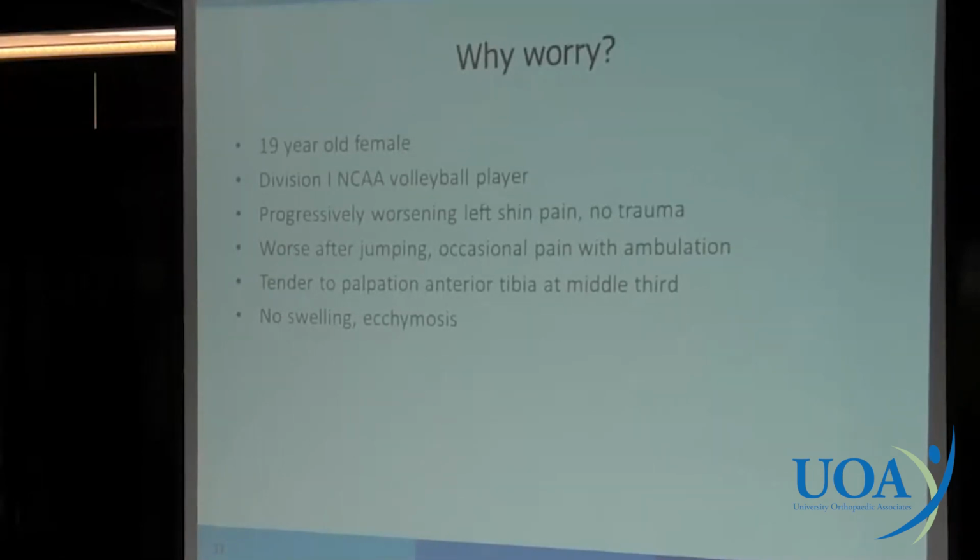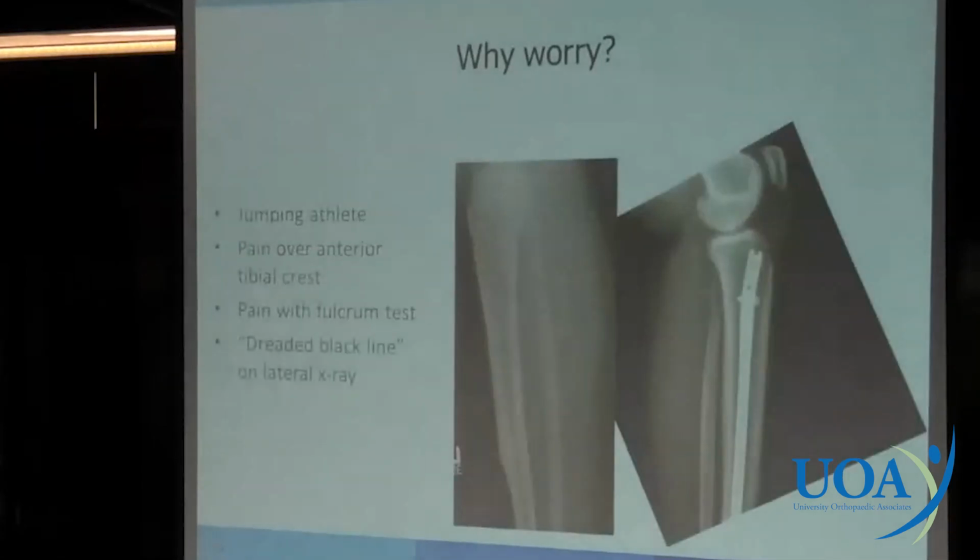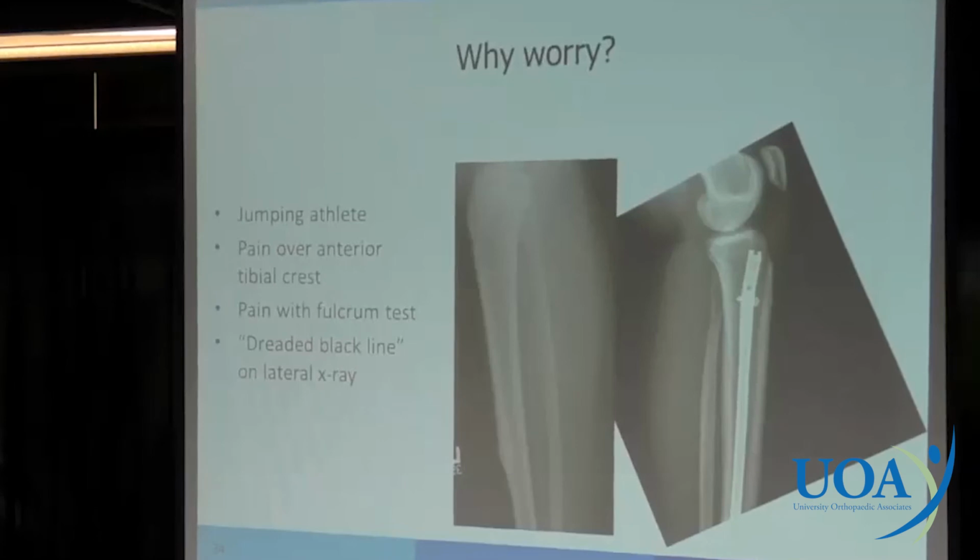With the posteromedial tibial stress reaction, odds are nobody's going to run down the field or down the track and break their leg. But there is anterior tibial stress injury. That's the high-risk stress fracture. So this is a typical 19-year-old female volleyball player, progressively worsening pain, the usual story. And here's her x-ray. And you can see at the anterior tibial cortex, there's the dreaded black line.